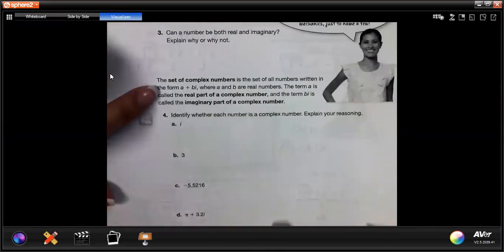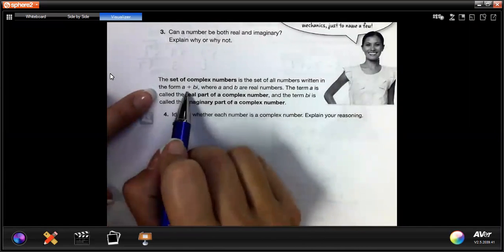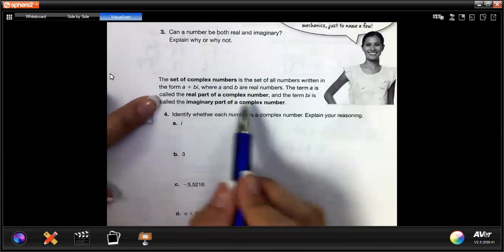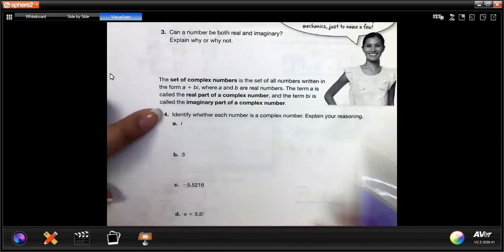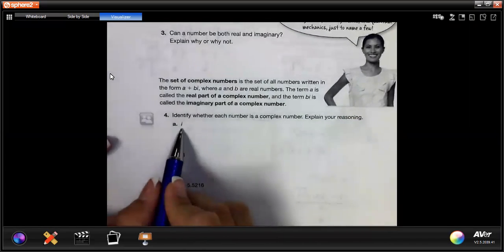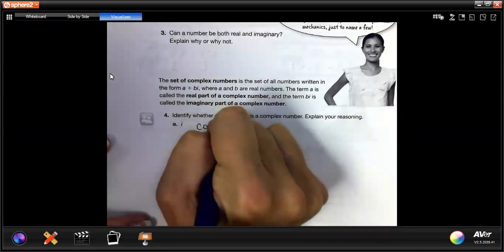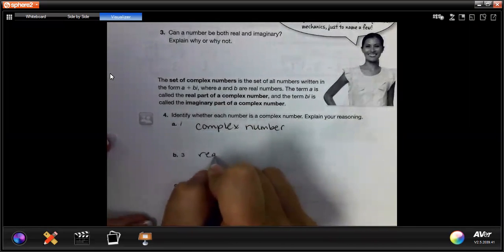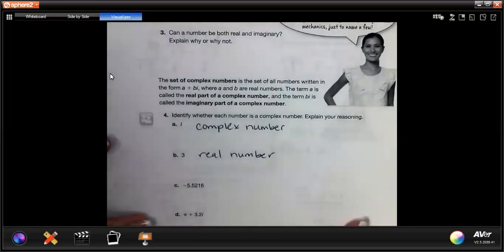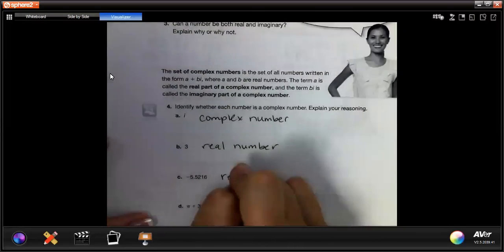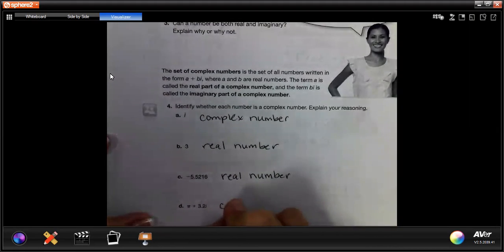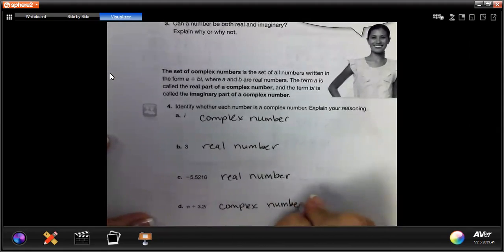All right, so the set of complex numbers is the set of all numbers written in the form a plus bi, where a and b are real numbers. The term a is called the real part of a complex number, and the term bi is the imaginary part of the complex number. So when you have an i in there, it is part of the complex number system. When it's just a number, that would be the real number system. Even if it's negative, it's still part of the real number system since it does not have the i. And then when we have an i, it is a complex number.